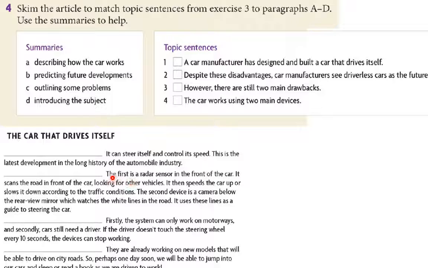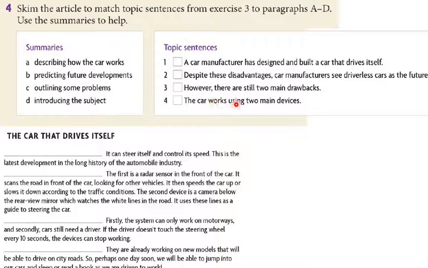So we have two things, the first and the second. The first is a radar sensor, the second device. So both of them are devices. So we should introduce this paragraph to show that we will write about two devices. Almost the sentence that introduces this paragraph is the fourth one.